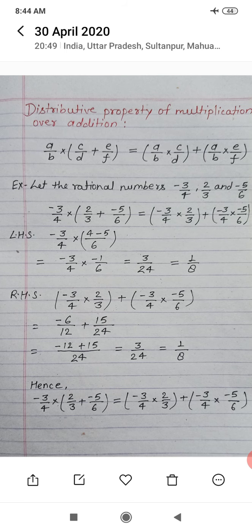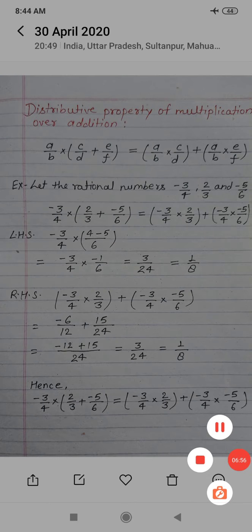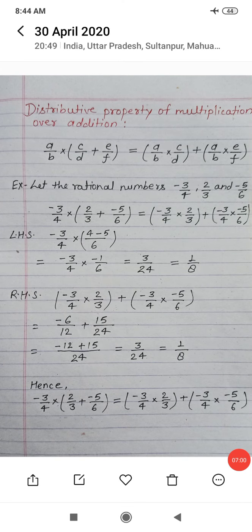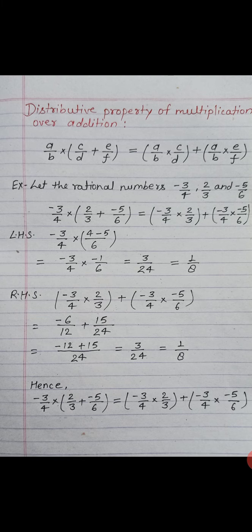Minus 3 by 4 into 2 by 3 plus minus 3 by 4 into minus 5 by 6 is minus 6 by 12 plus 15 by 24, which is minus 12 plus 15 by 24, which is equal to 3 by 24, which is equal to 1 by 8. Hence, minus 3 by 4 into 2 by 3 plus minus 5 by 6 is equal to minus 3 by 4 into 2 by 3 plus minus 3 by 4 into minus 5 by 6.